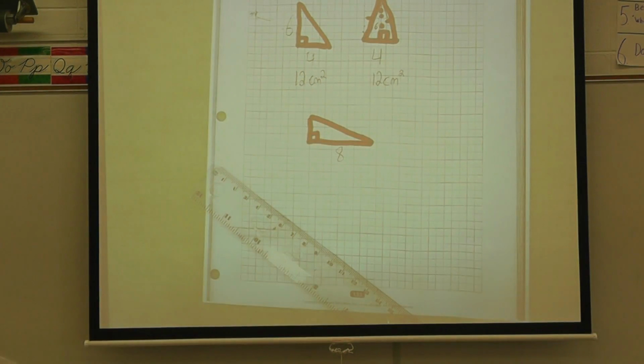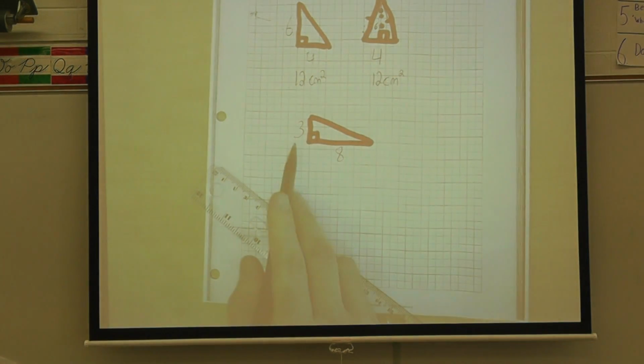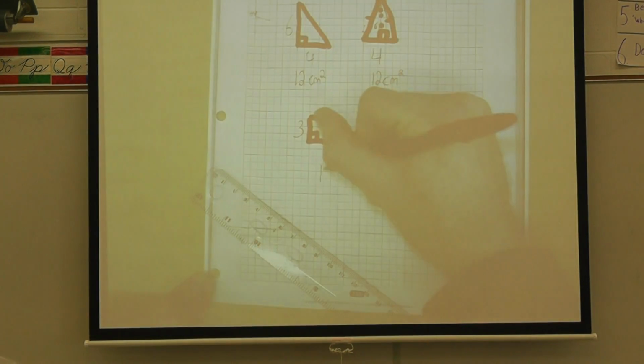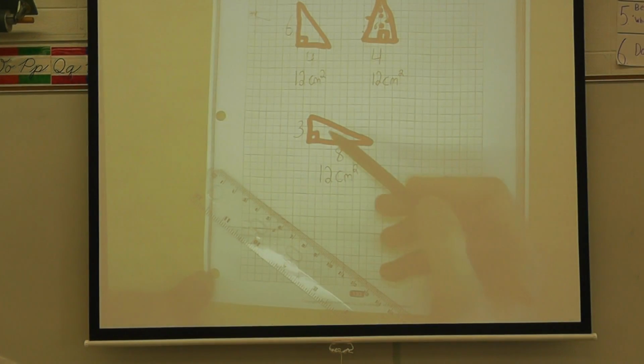If I drew my triangle out like this, the height here of the triangle is 3. The base down here is 8. 8 times 3 would be 24. 24 divided by 2 would be 12 centimeters squared. Okay, and again, if you notice, that's similar to what I've done up here. They all have 12 centimeters squared. It's a third different triangle, but it has the same area.